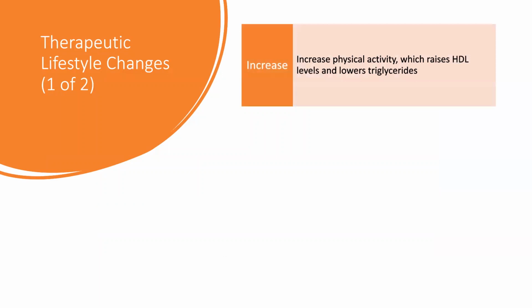Now, therapeutic lifestyle changes include increased physical activity, which raises the HDL levels and lowers the triglycerides. If you remember the picture that we saw, HDL means that you have higher proteins in them. So it will increase the HDL, the good one, and lower the triglycerides.